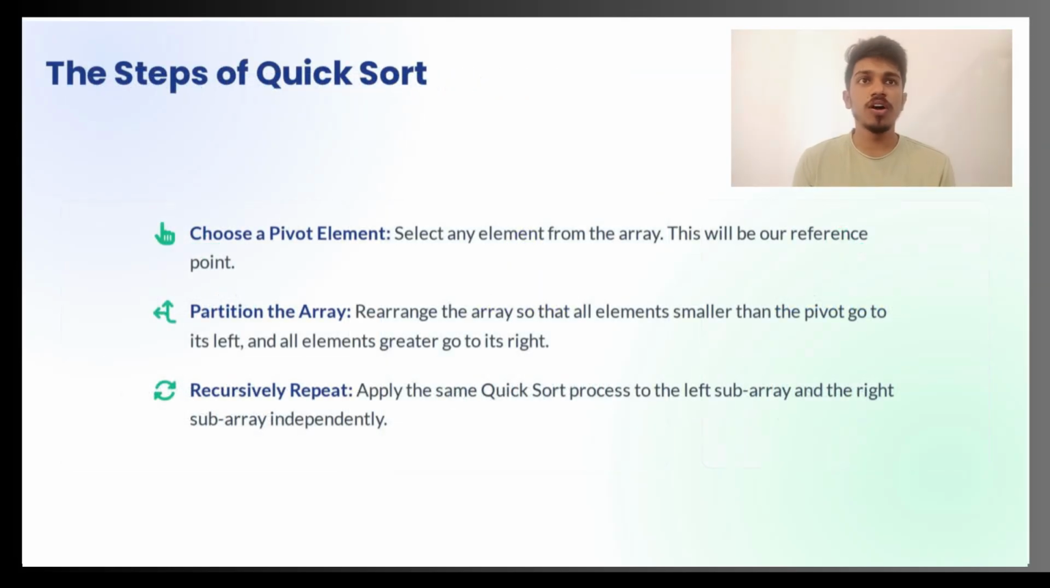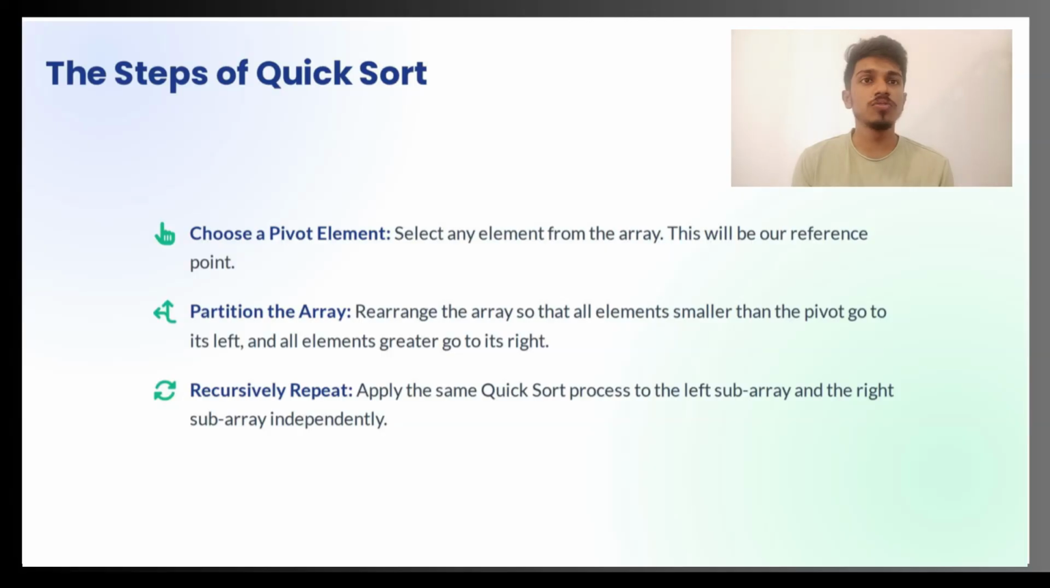Now we learn about the steps of quicksort. There are three steps we have to follow. The first step is to choose a pivot element. What is a pivot element? A pivot element is the element that we choose from the array to help split the array into two parts. As the pivot element, we can choose any one element in the array. It can be the first, last, or middle element.